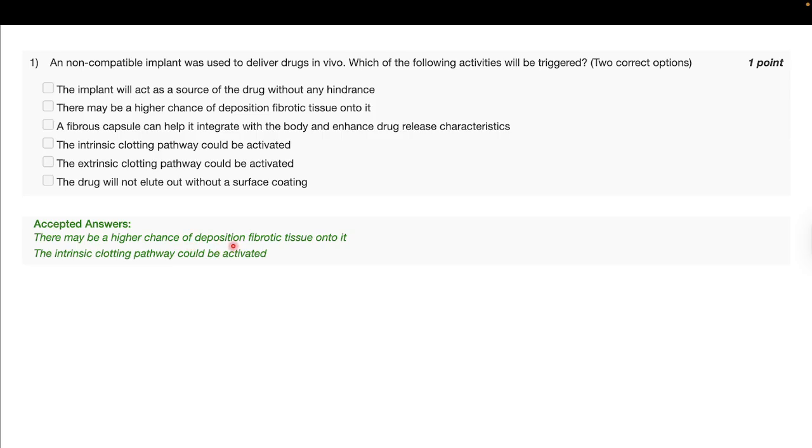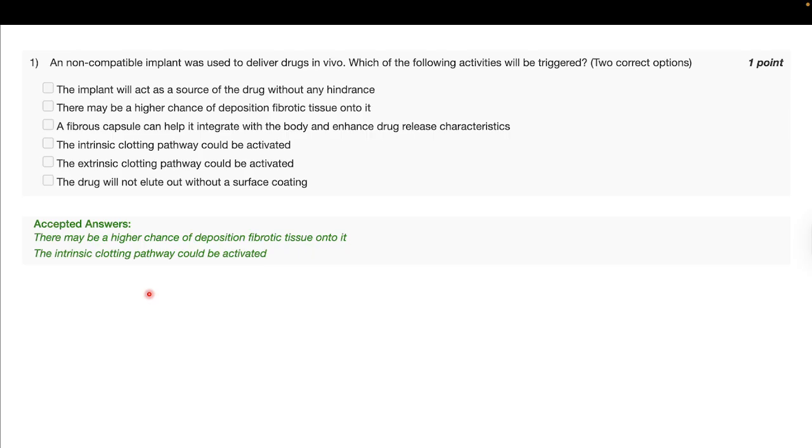So your first correct answer for this question should be there may be a higher chance of deposition of fibrotic tissue onto it, and then the intrinsic clotting pathway could be activated. So the intrinsic clotting pathway is nothing but that which gets triggered because of the surface of the biomaterial. So the other options are incorrect for this. The correct answer is option 2 and 4.